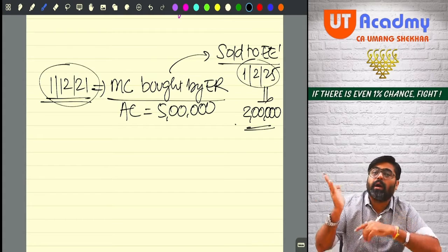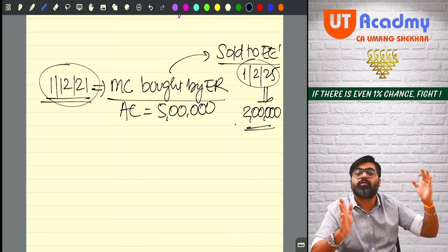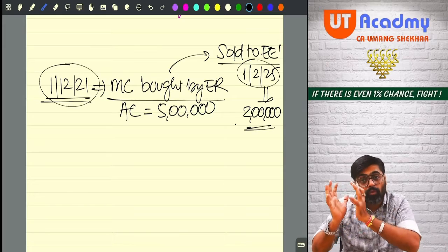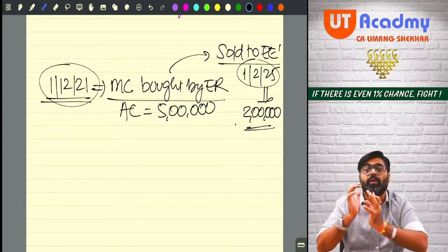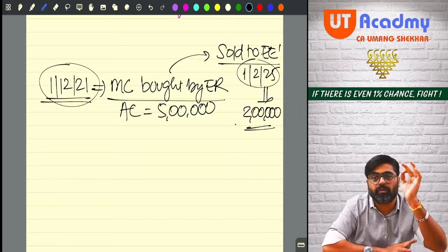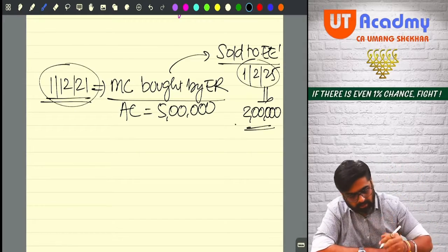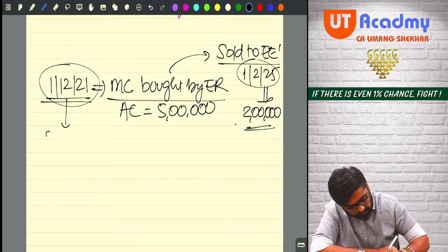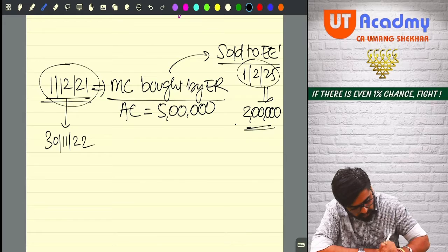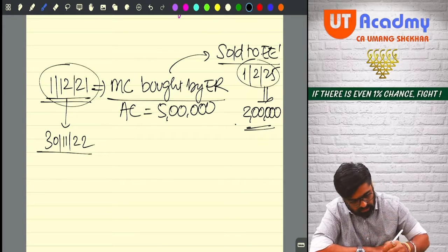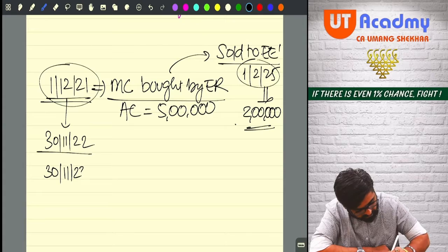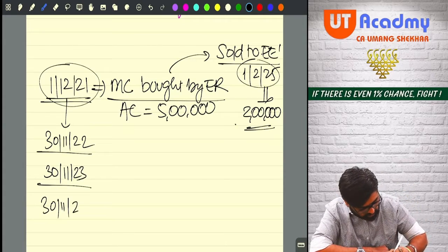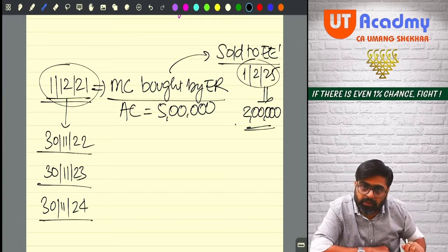First of all, after purchasing and before selling to you, was it used in the business? So for every completed year of use, what did I say? For every completed year of use, you are supposed to reduce wear and tear. So can I say first full year of use is over on 30th November 2022? First year used. Then 30th November 23, second year also fully used. Then 30th November 2024, third year also fully used.